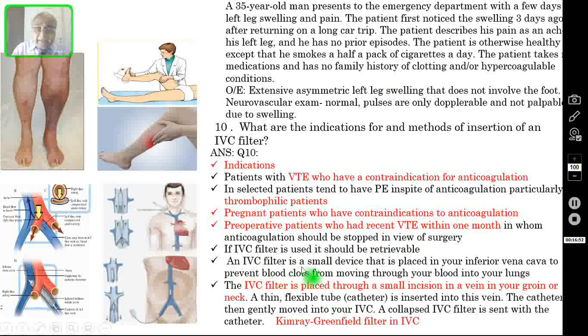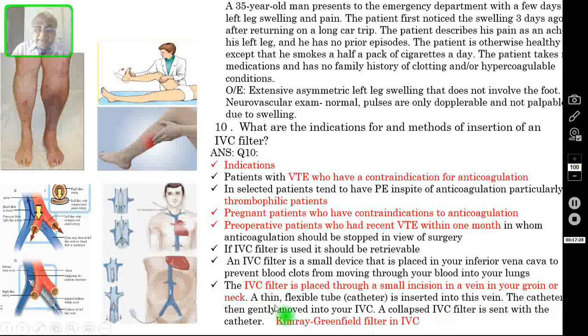An IVC filter is a small device that is placed in your inferior vena cava to prevent blood clots from moving through your blood into your lungs, that is into the pulmonary artery. The IVC filter can be placed through a small incision in a vein in your groin. That is what you are seeing here. You can cannulate this IVC either through this groin vein or through the neck vein here. Yeah, groin or the neck vein.